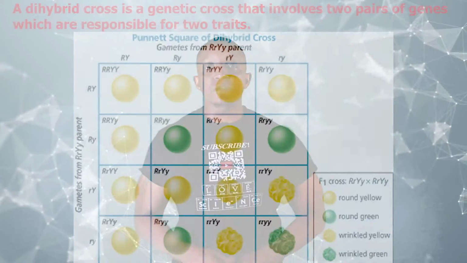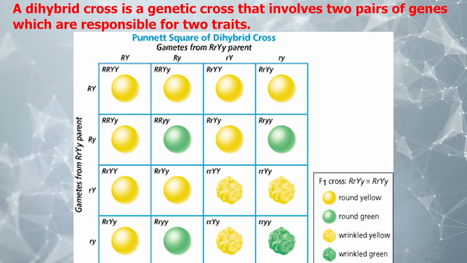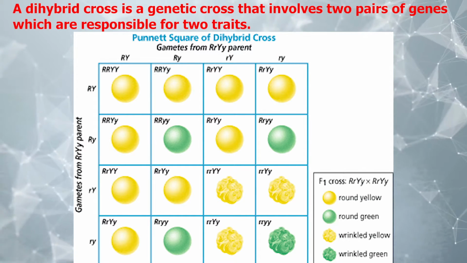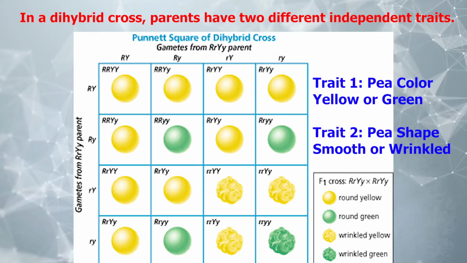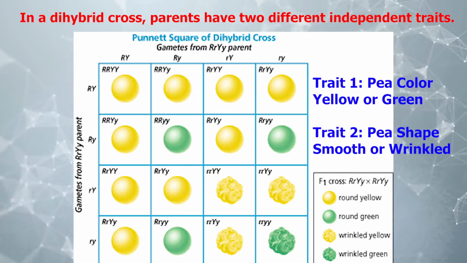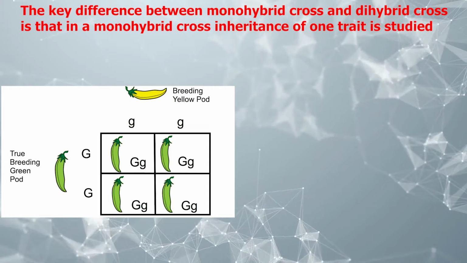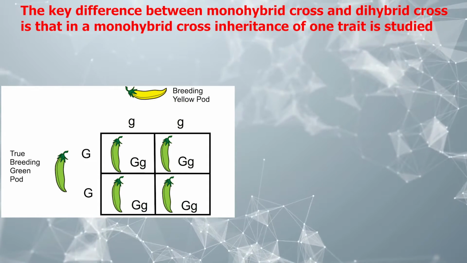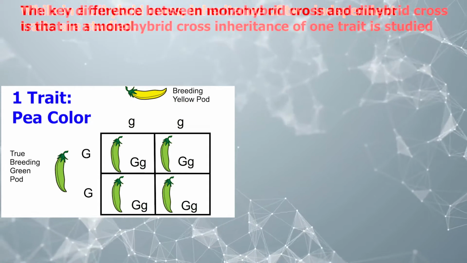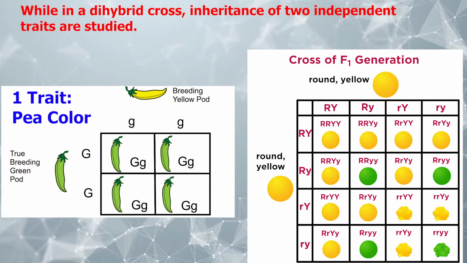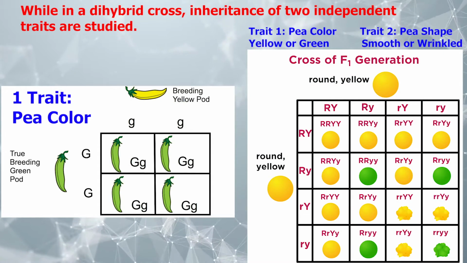A dihybrid cross is a genetic cross that involves two pairs of genes which are responsible for two traits. In a dihybrid cross, parents have two different independent traits. The key difference between a monohybrid cross and a dihybrid cross is that in a monohybrid cross, inheritance of one trait is studied, while in a dihybrid cross, inheritance of two independent traits is studied.